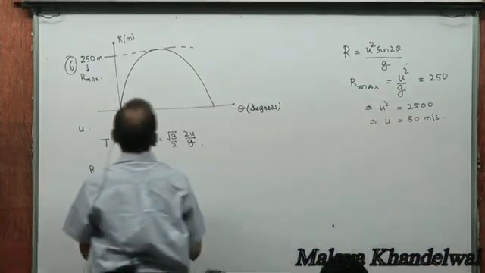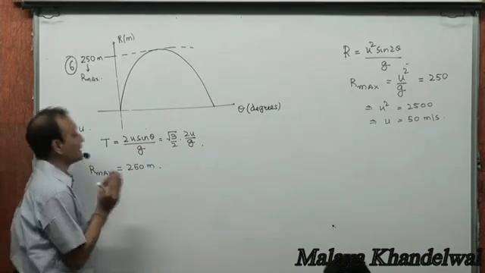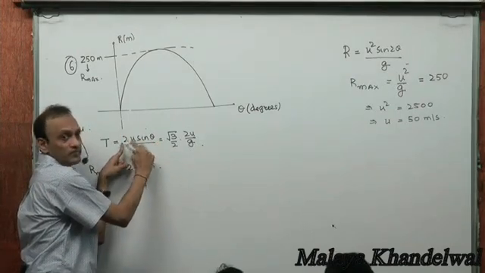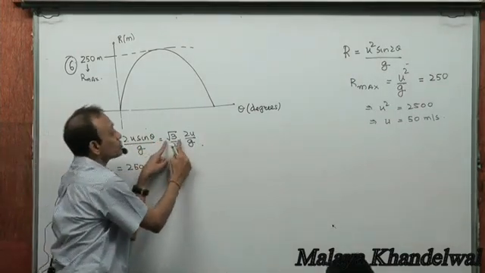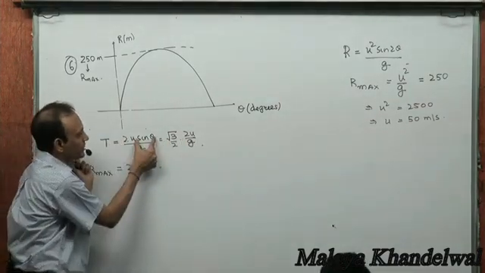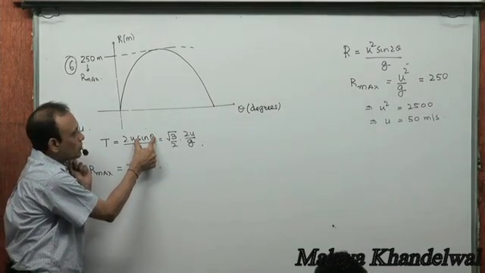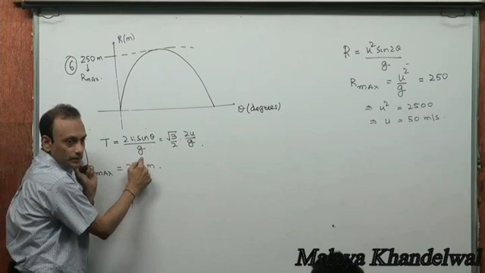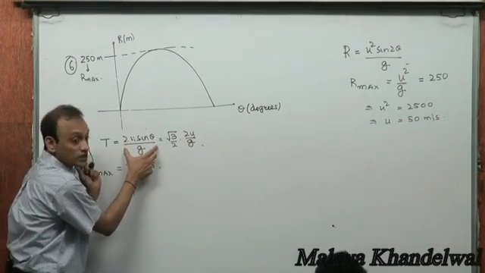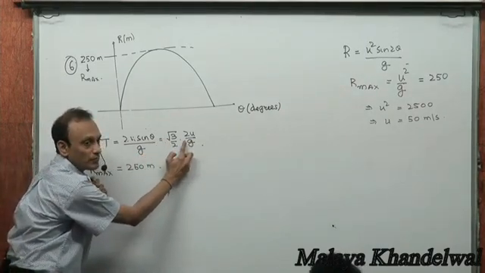Also, what's given is, the particle is launched at an angle theta, such that the time of flight, which is given by 2u sine theta by g, is root 3 by 2 times the maximum time of flight. Hey, how do you get the maximum time of flight? When sine theta is 1, you'll get the maximum time of flight, isn't it? So maximum time of flight would be 2u by g.